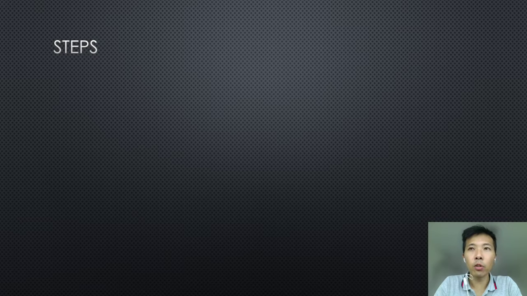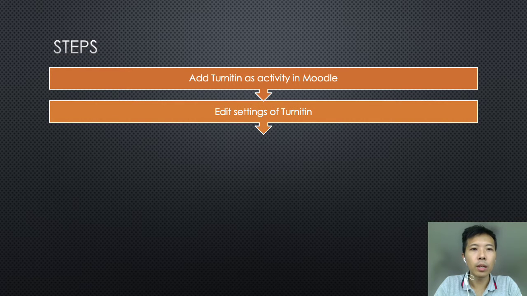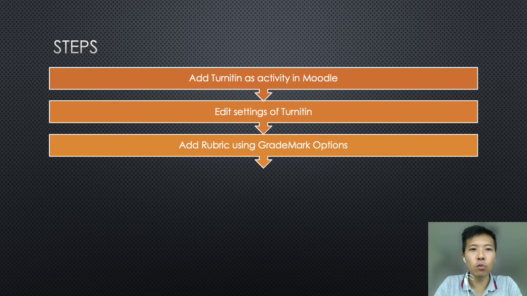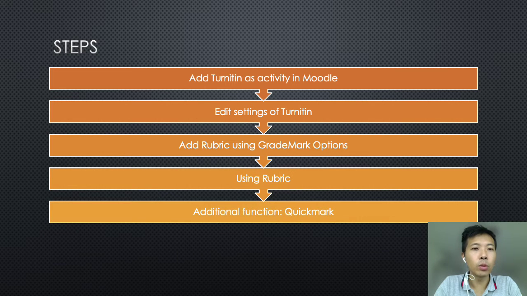The steps for creating a Turnitin assignment are as follows. We first need to add Turnitin as an activity in Moodle. Then we need to edit the settings of Turnitin, add the rubric as a grade mark option, use the rubric, and finally we will discuss an additional function called QuickMark.